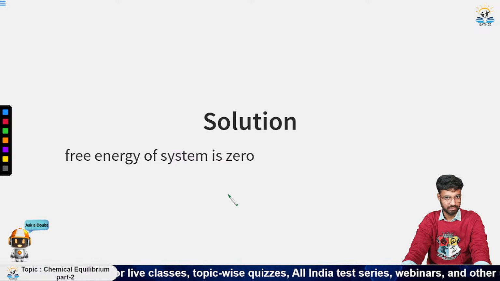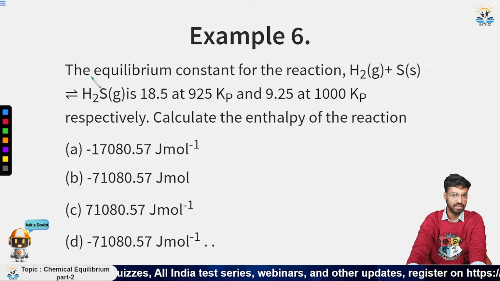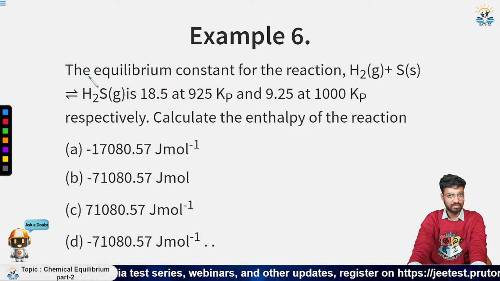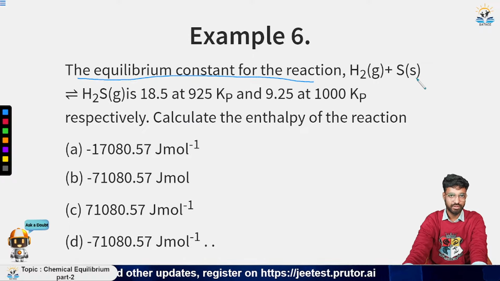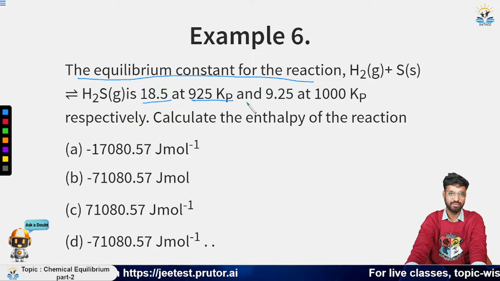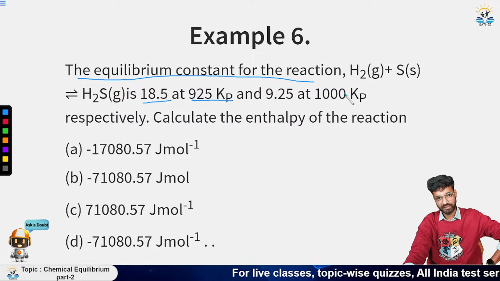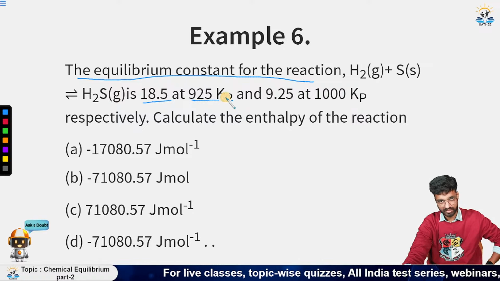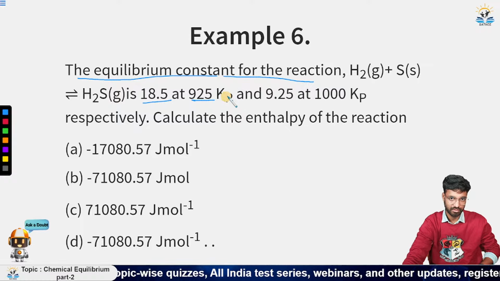Now let us move to the next question. It says that the equilibrium constant for the reaction H2 plus S gives H2S is 18.5 at 920.25 Kelvin, and 9.25 at 1000 Kelvin. Calculate the enthalpy of the reaction. So it is Kelvin here, sorry, Kelvin here, not Kp.